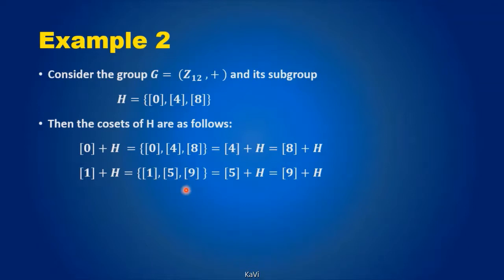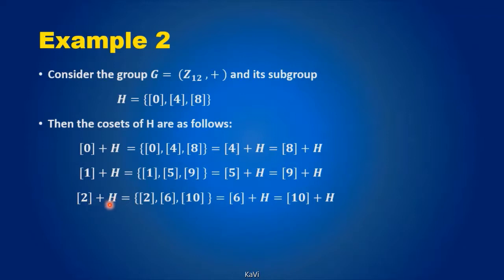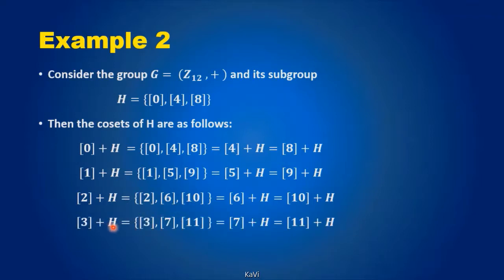Next we shall find what is 2 plus H. Similarly, you add 2 with each element of this H. It will result in 2, 6 and 10. Similarly, 3 plus H is class 3, class 7 and class 11.